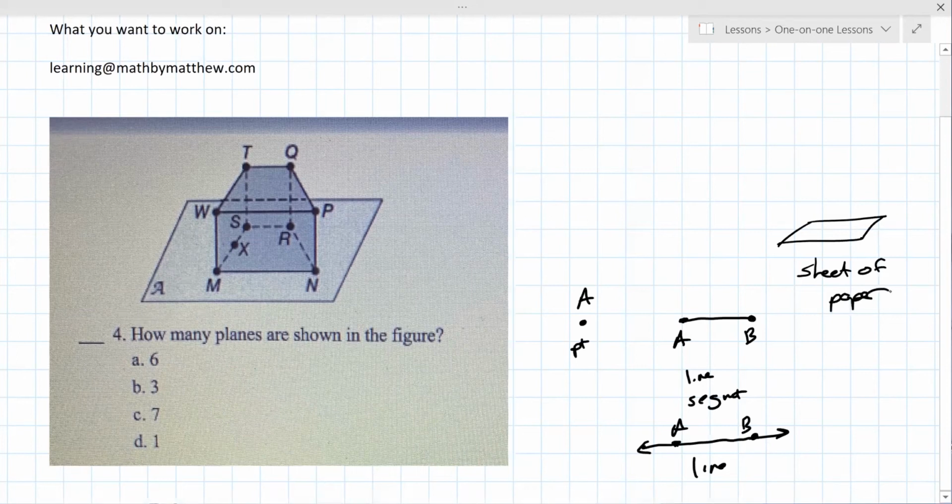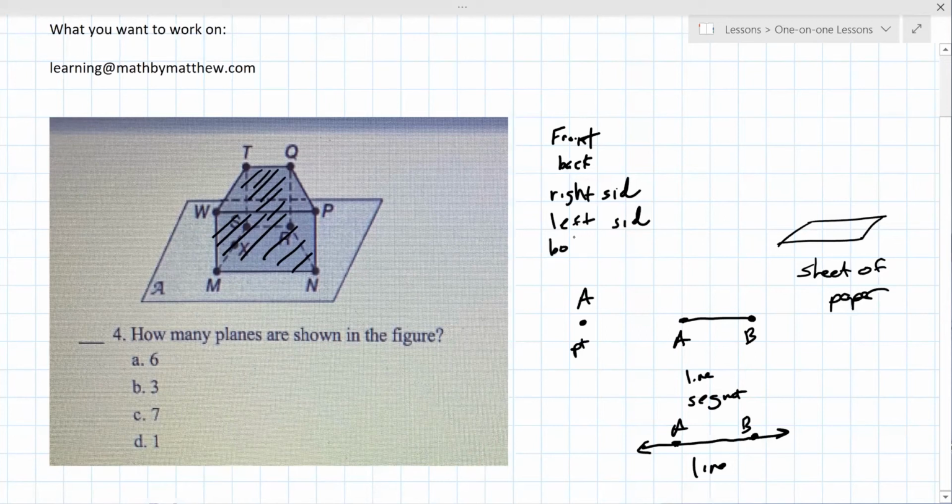Okay, so you're basically looking for anything that looks like a flat surface. So I'm gonna create a list here. I see the front, the back. The front is this area. The back is, I'll call it this area I'm shading behind there. There's the right side, the left side, there's the bottom, and there's the top. Is that okay? Yeah.